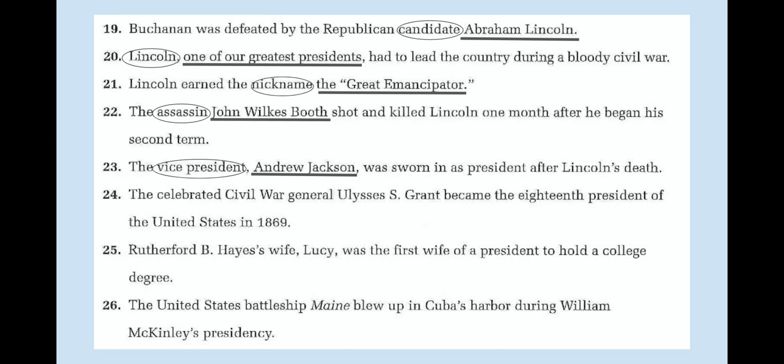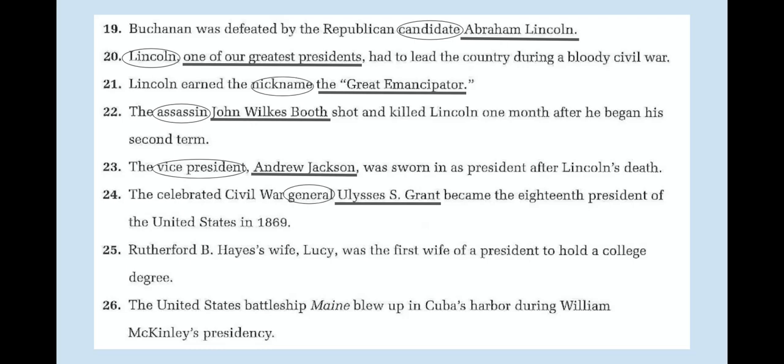24, the celebrated Civil War general Ulysses S. Grant became the 18th president of the United States in 1869. Our appositive phrase here is Ulysses S. Grant. It's identifying which war general the sentence is talking about. It is also necessary to the sentence's meaning. Therefore, we do not use any commas.